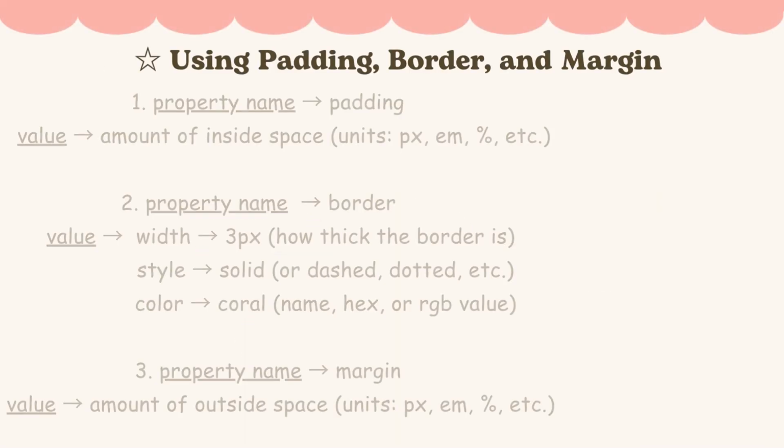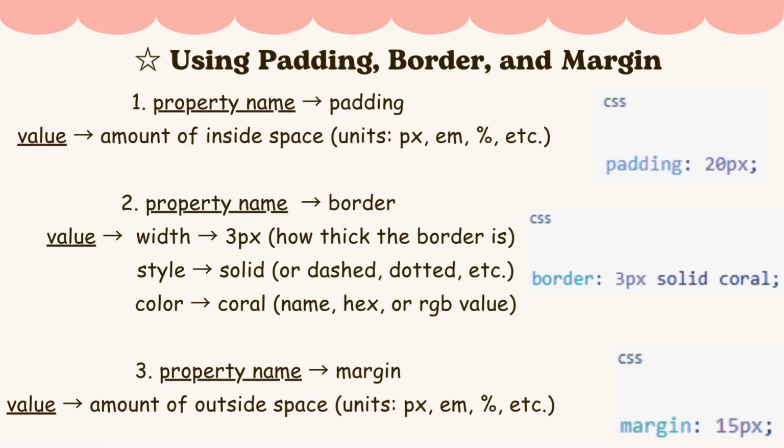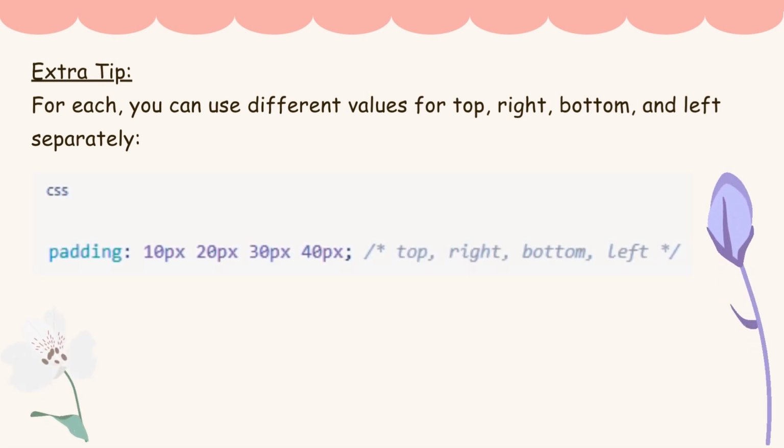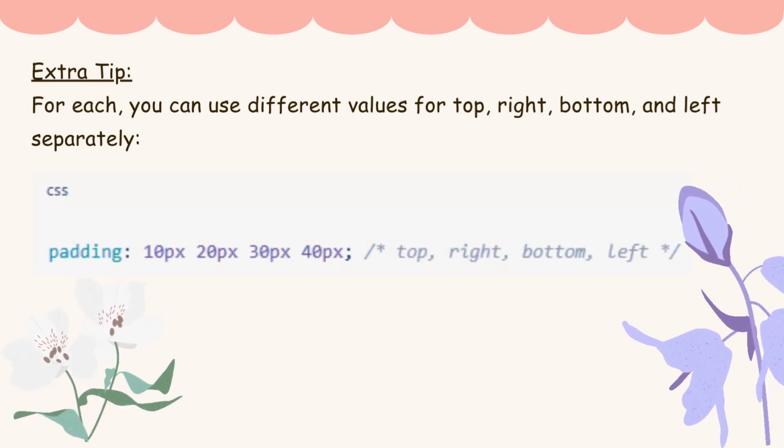Let's break down how to use padding, borders, and margins in CSS. Padding, the amount of inside space, you can set this in pixels, ems, or percentages. Border, you can set the width, style, and color. For example, a 3-pixel solid coral border. Margin, the amount of space outside the box, also in pixels, ems, or percentages. And here's a bonus tip, you can set different values for the top, right, bottom, and left sides separately.